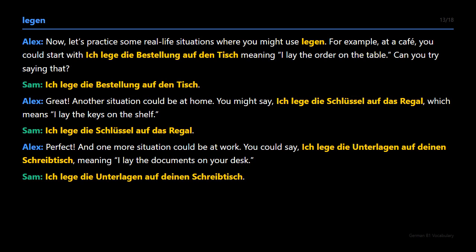Great! Another situation could be at home. You might say, Ich lege die Schlüssel auf das Regal. which means I lay the keys on the shelf. Ich lege die Schlüssel auf das Regal. Perfect. And one more situation could be at work. You could say, Ich lege die Unterlagen auf deinen Schreibtisch. meaning I lay the documents on your desk. Ich lege die Unterlagen auf deinen Schreibtisch.